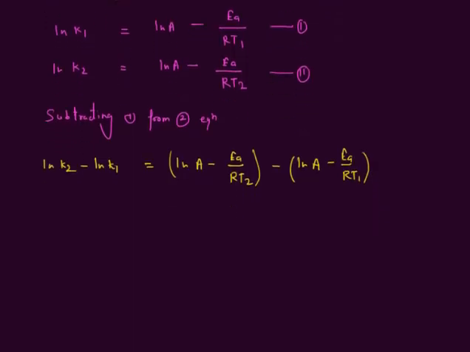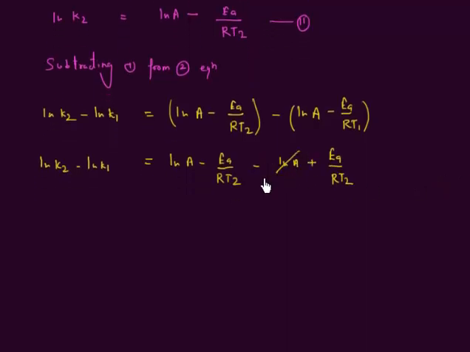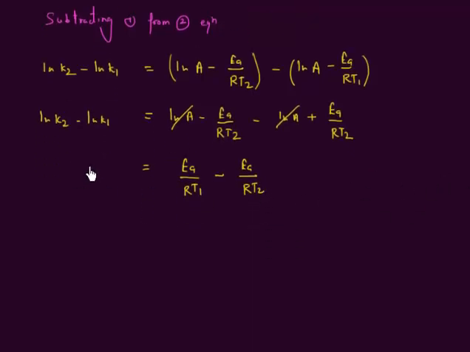Now we can simplify this expression further. We open the bracket, and we get ln A minus Ea/RT2, and removing the bracket, we get minus ln A, and minus minus becomes plus Ea/RT1, and on the left side we have ln k2 minus ln k1. ln A minus and ln A plus cancel out, and I write the positive variable first: Ea/RT1 minus Ea/RT2, and on the left side we have the same setup.